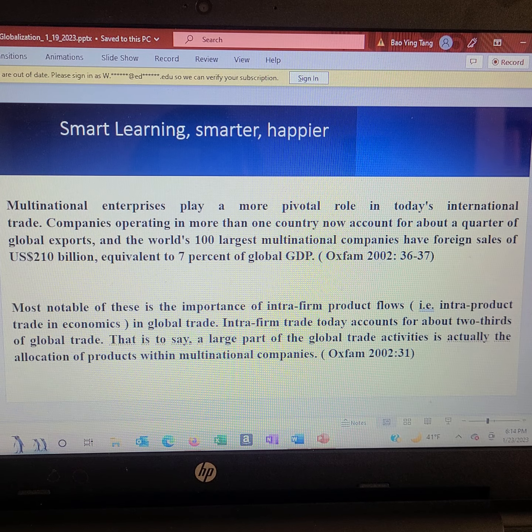largest multinational companies have foreign sales of $210 billion, equivalent to 7% of global GDP.